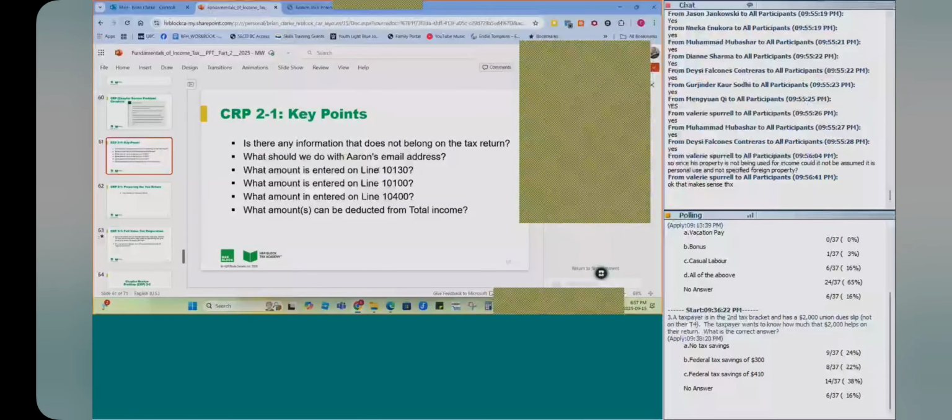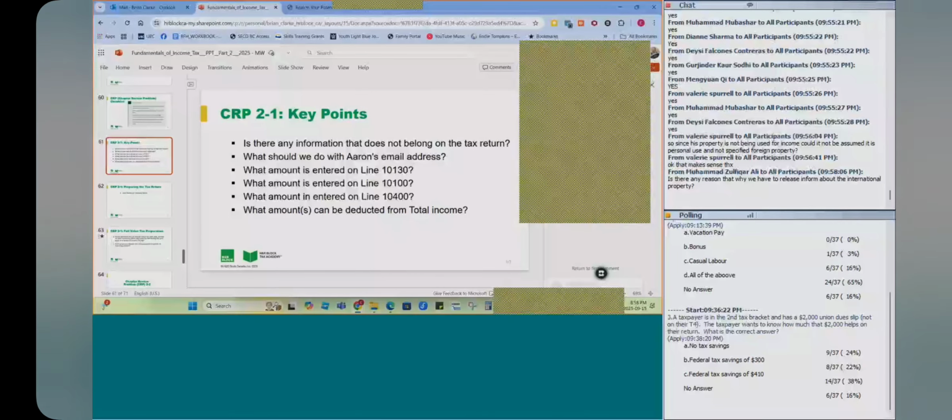All right, to answer the questions that are going through here. But remember line 10130, that's any amount which has been deducted from line 10100 for employee contributions to the plan. 10400 would be for odd jobs. Is there any reason that you have to release information about the international property?